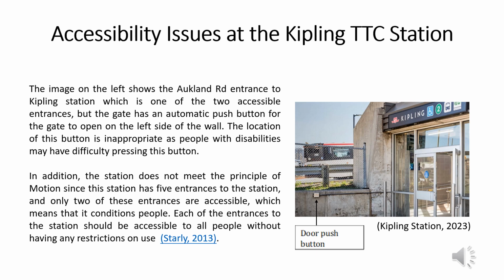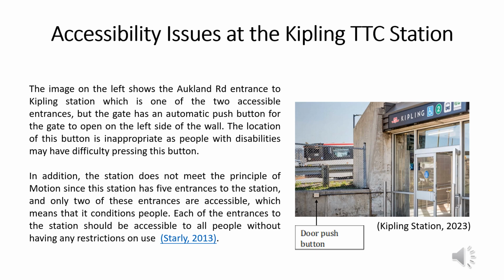The image on the left shows the Auckland Road entrance to Kipling Station, which is one of the two accessible entrances. But the gate has an automatic push button for the gate to open on the left side of the wall. The location of this button is inappropriate, as people with disabilities may have difficulty pressing it.